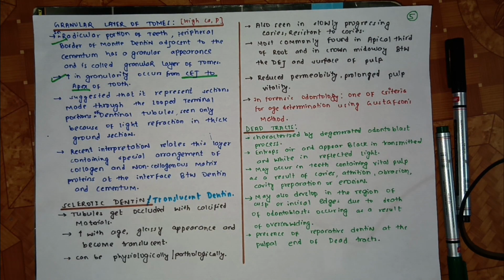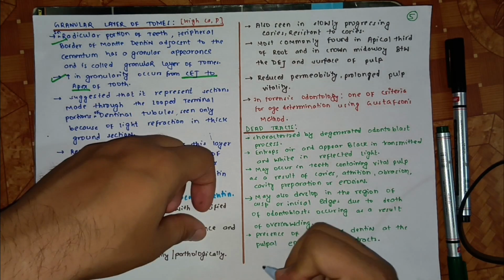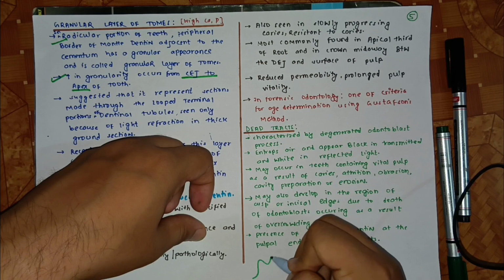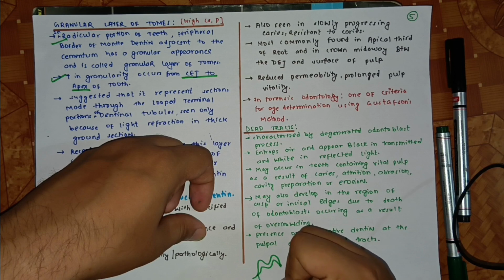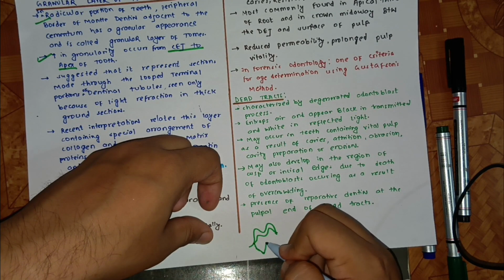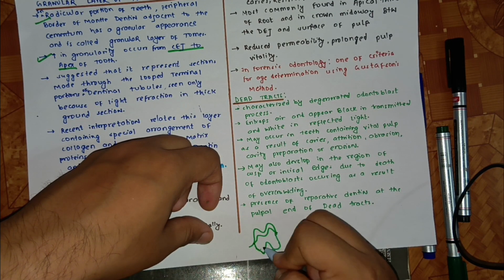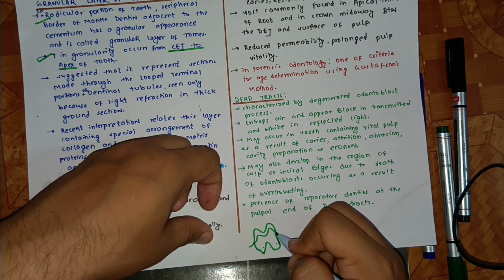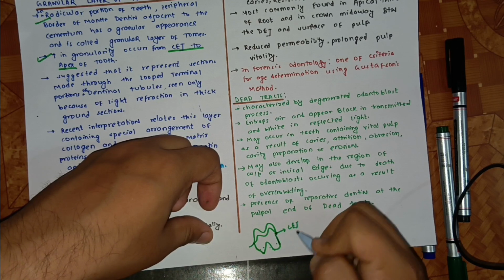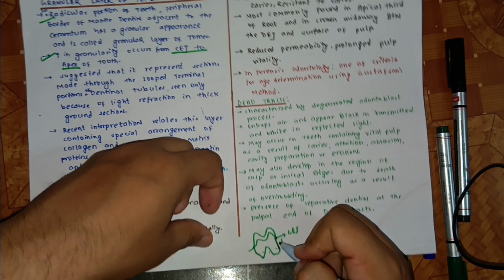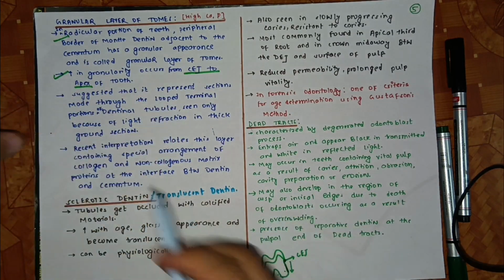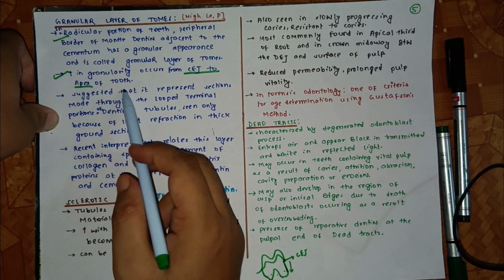When you move from the cemento-enamel junction, just think of the picture. This is the root, this is the cementum, and this is the junction, the CEJ. When you move from the cemento-enamel junction towards the root apex side, the granularity increases, and it is highly granular at the apex of the root.